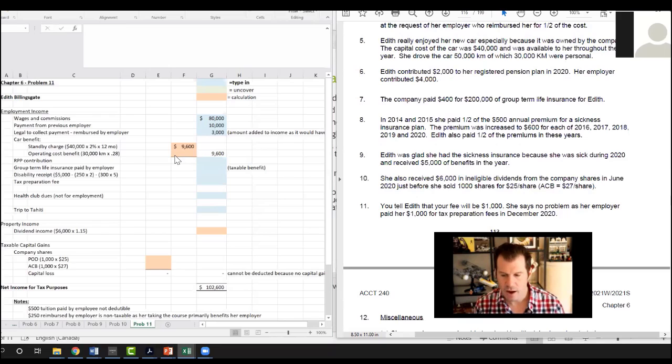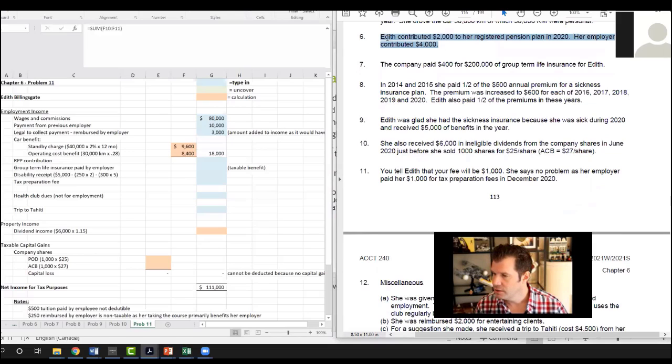So now I've got to figure out the operating cost benefit. This also should take you 10 seconds. You're going to take the number of personal kilometers, 30,000, and multiply that by the rate for the year. Oh my God, you're done. It's $8,400. That's it. The standby charge and operating cost are finished now. So the total automobile benefit is 18. That's the end of that. So we're done with the standby charge.